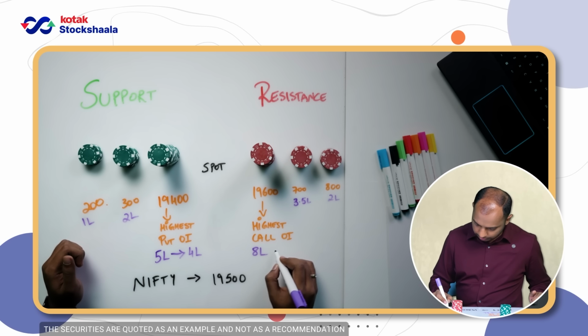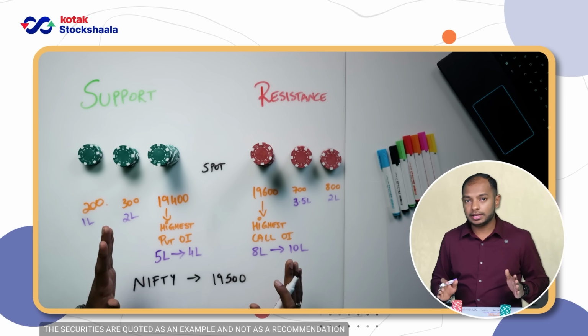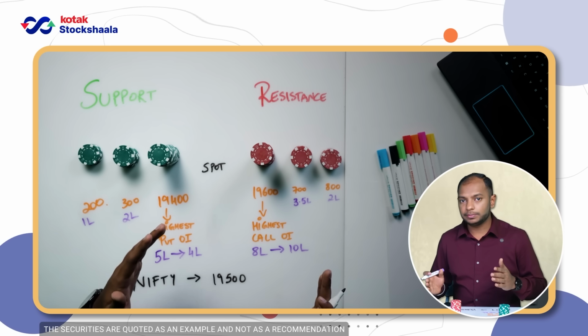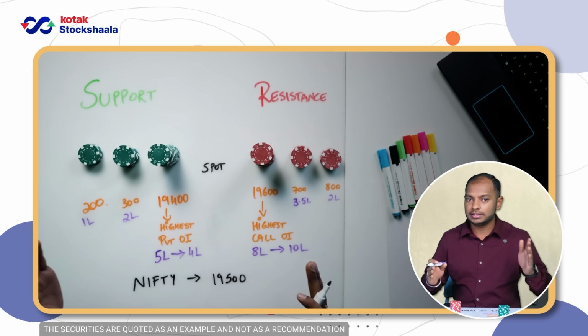Whereas if 8 lakh contracts increases to 10 lakh contracts in the same time, it means that the number of contracts has increased by 2 lakhs, which also means that the resistance is increasing and the support is weakening. So think of it like a fortress. If they start adding more and more troops to the wall, then the wall becomes stronger. But whereas if the troops start leaving the wall, it means that it's becoming more and more vulnerable.